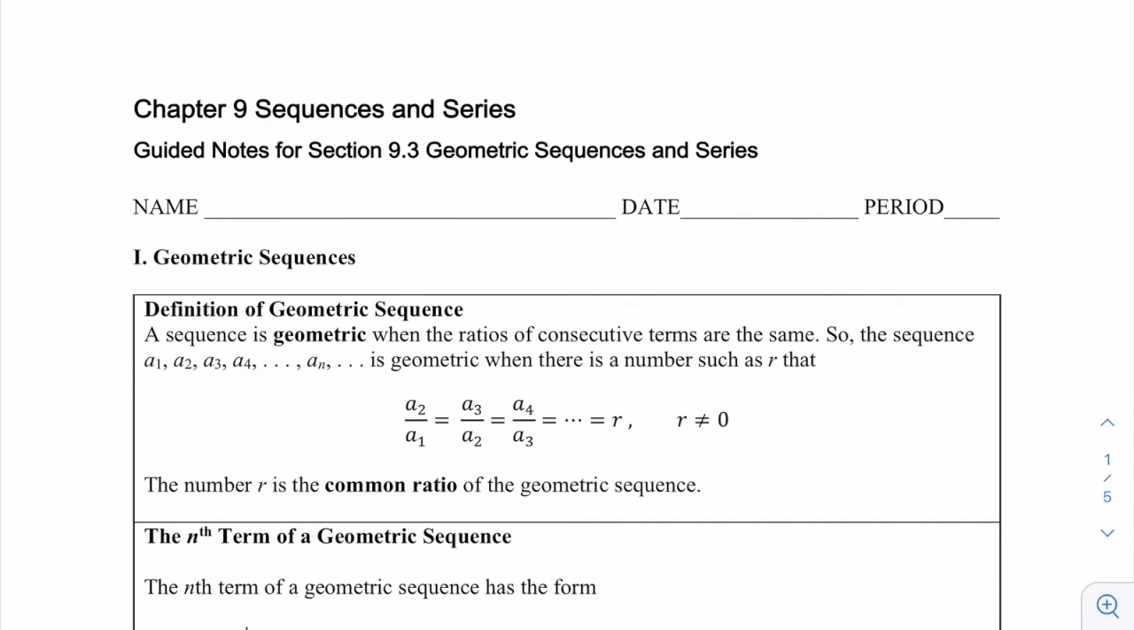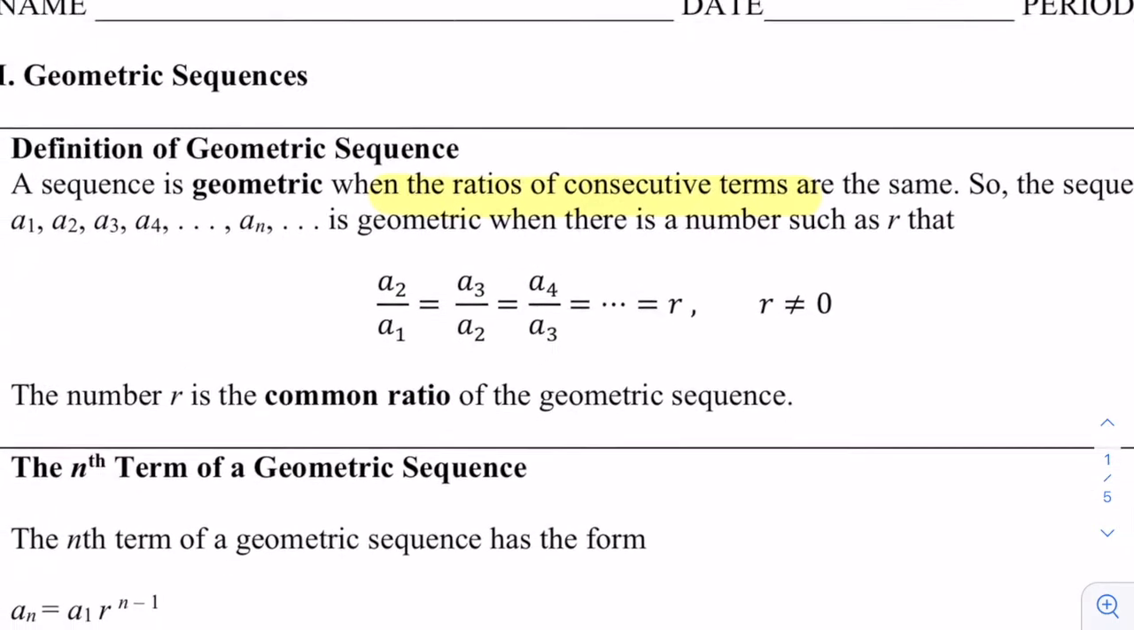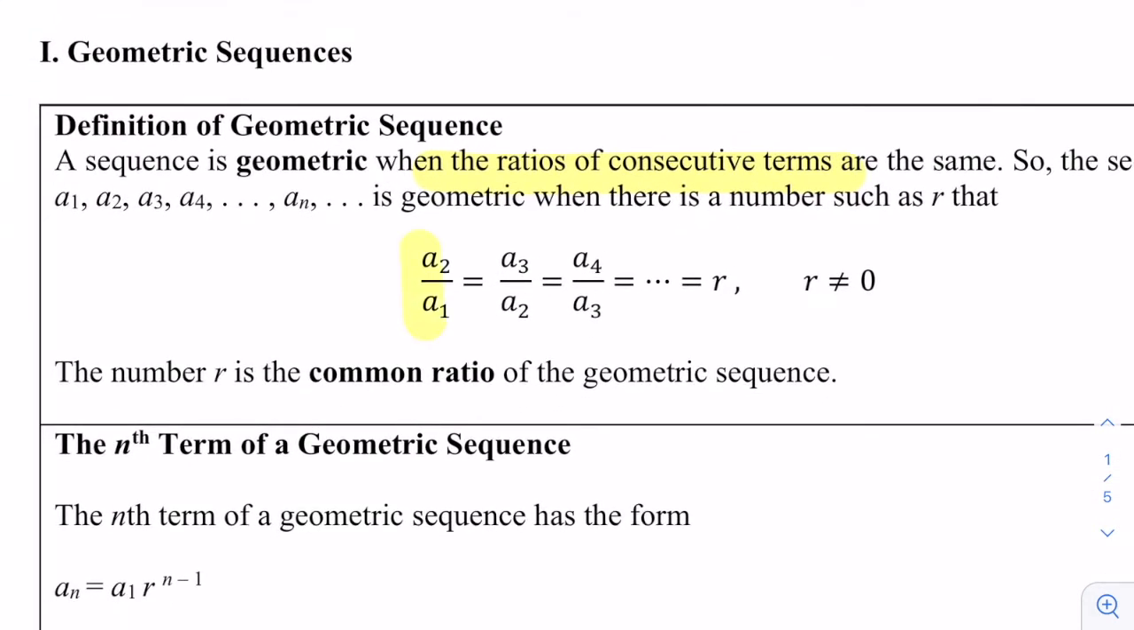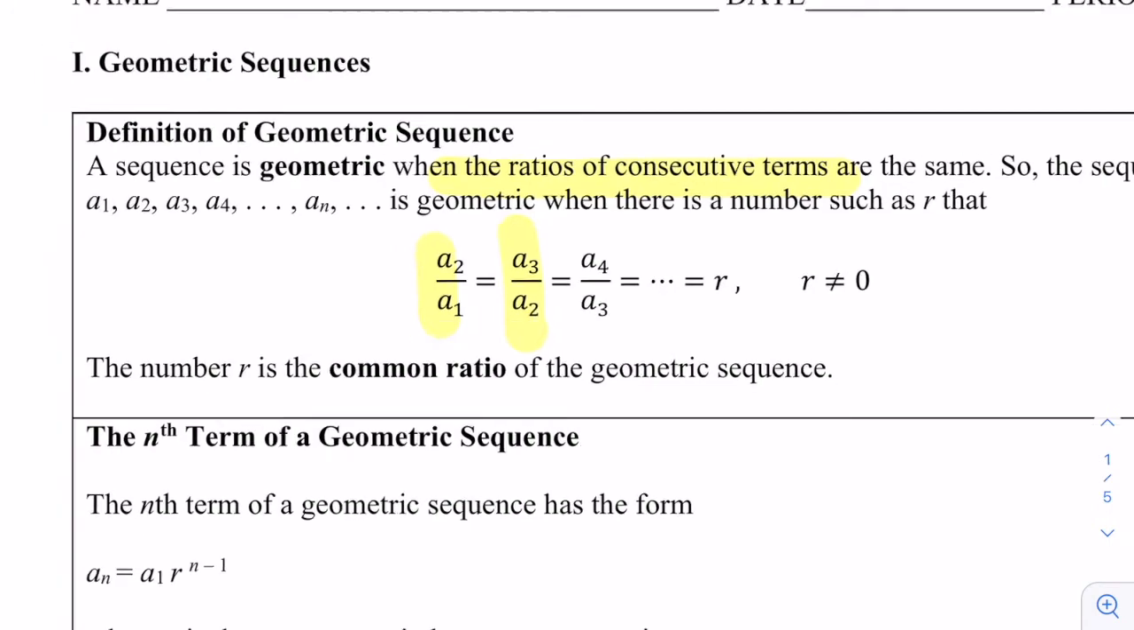Geometric sequences and series have a common ratio. The ratio is determined by dividing a term by its previous term, looking at two consecutive terms. So we should have a common ratio, such that a sub 2 over a sub 1 is equal to a sub 3 over a sub 2. And you can figure that ratio pretty quickly.